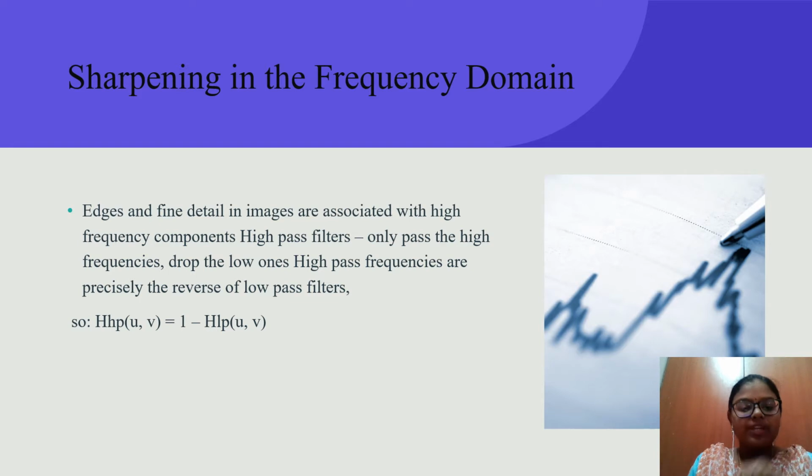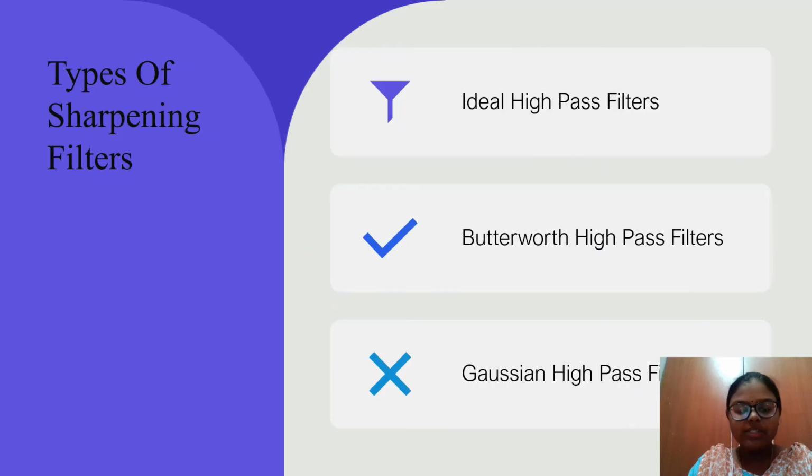A high pass filter is precisely the reverse of a low pass filter, which means that a filter that passes high frequencies is a high pass filter, and the reverse of a high pass filter is the low pass filter.